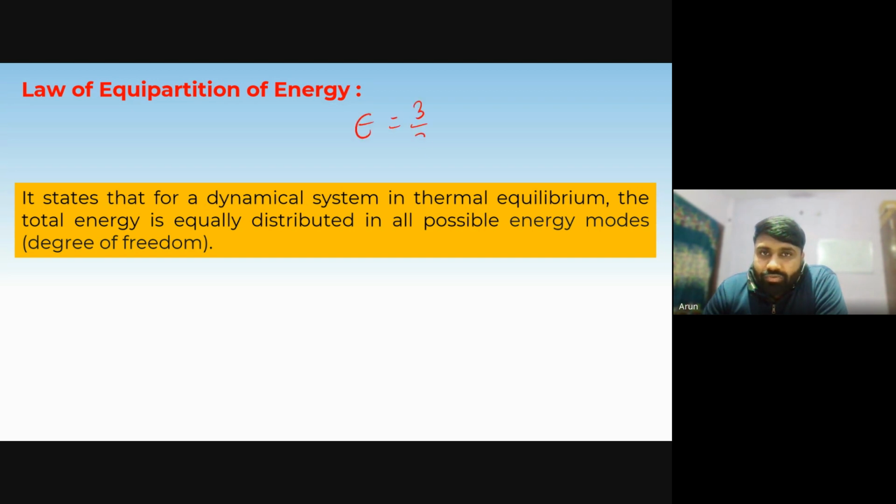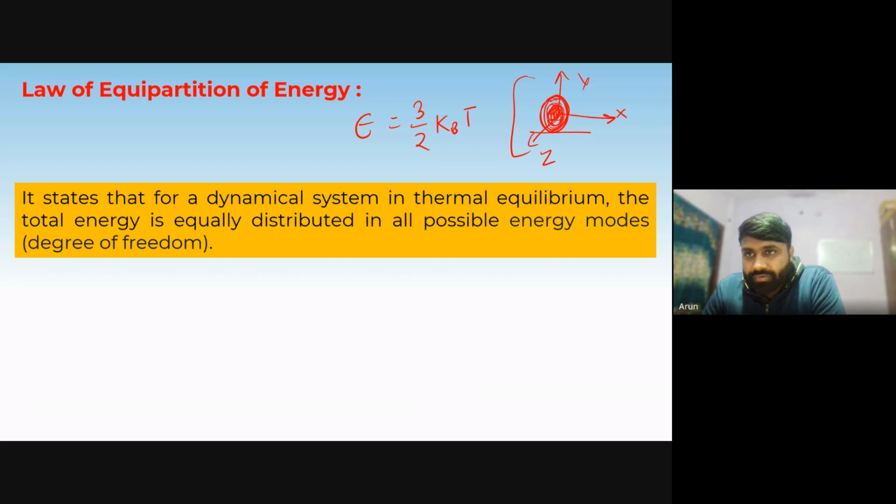energy is 3 by 2 kb into T. Okay, and if the system is only translating, there is only one ball, this is the system, so rotational motion we cannot consider for that, and this is a point mass, so it can only move in the x, y and z axes. So it can possess 3 degrees of freedom. Okay, so it can move in the x axis, y axis, z axis. This is the total energy.